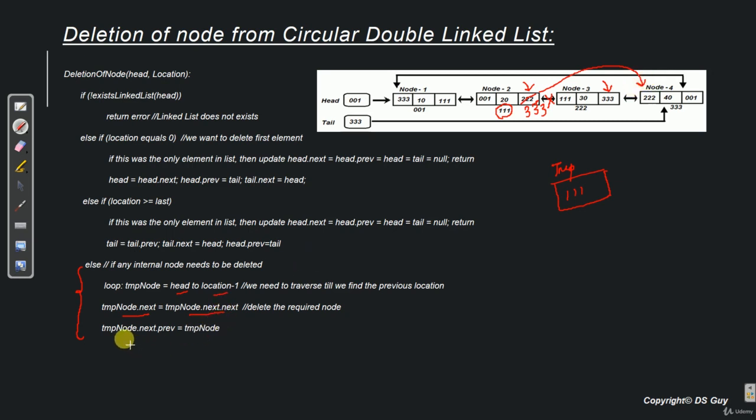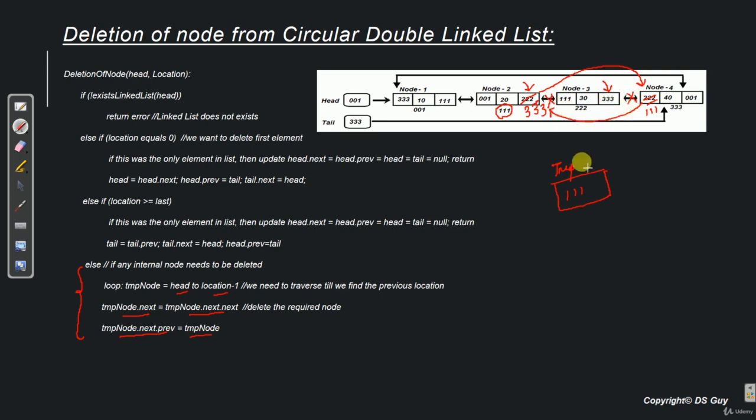Now the next step is tmpNode.next.previous is equal to tmpNode. So what is tmpNode right now? 111. So what is tmpNode.next? 333. What is tmpNode.next.previous? 222. So this needs to be updated and made 111. So we put 111 here. So this will connect node 4 and node 2 and disconnect node 4 and node 3.